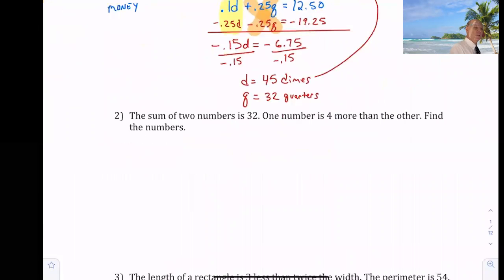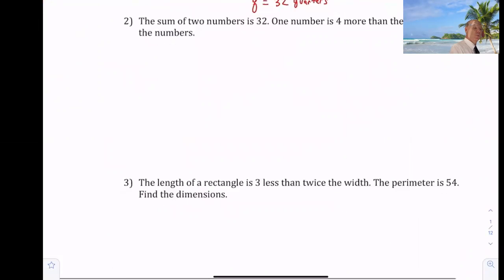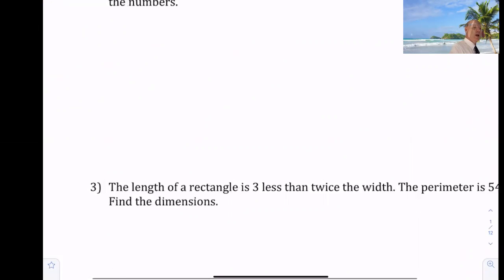All right, here we go. Let's look at number 2. All right, come on. The sum of two numbers is 32. Someone write down how you think the sum of two numbers is 32.